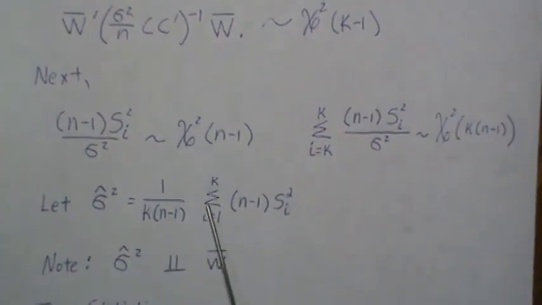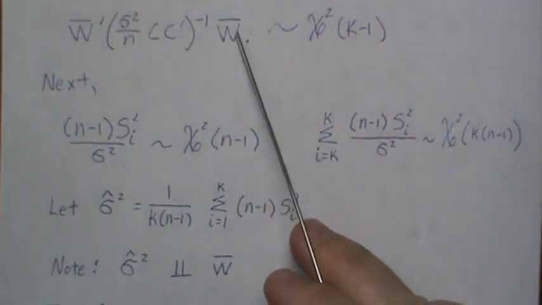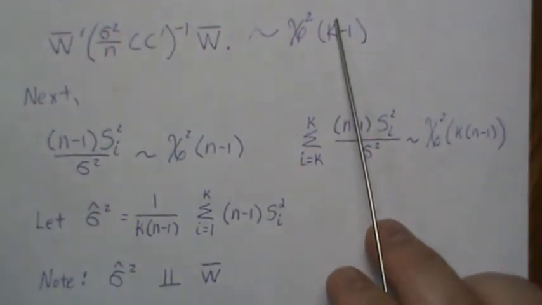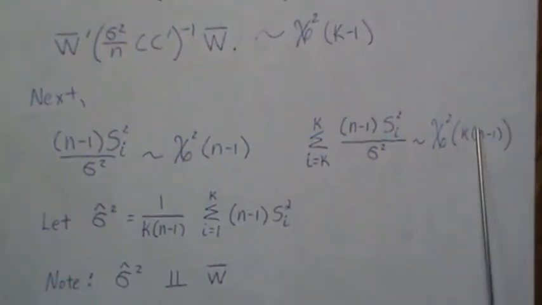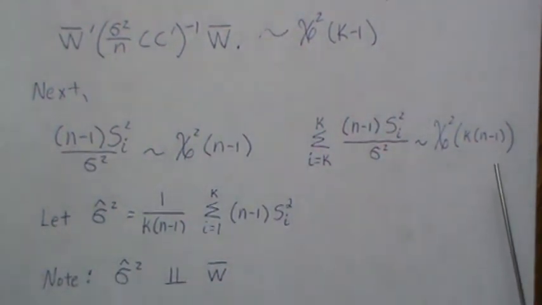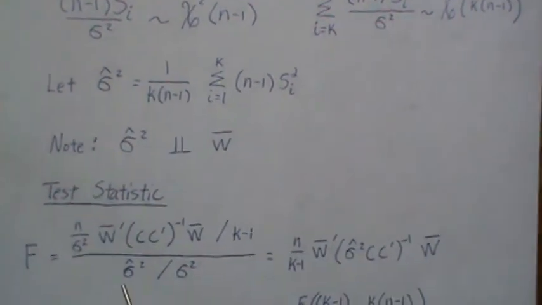Now, sigma hat squared is independent of W. Since we're in the normal setting, the sample means are independent of the sample variances. And so all of these are independent of all of those. So we have this chi-squared distribution independent of this chi-squared distribution. And that becomes important because when we set up our test statistic, the ratio of chi-squared distributions, divided by the respective degrees of freedom, is an F distribution. And that's what we're going for.